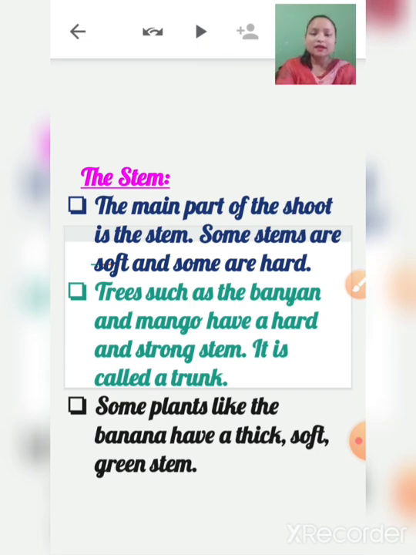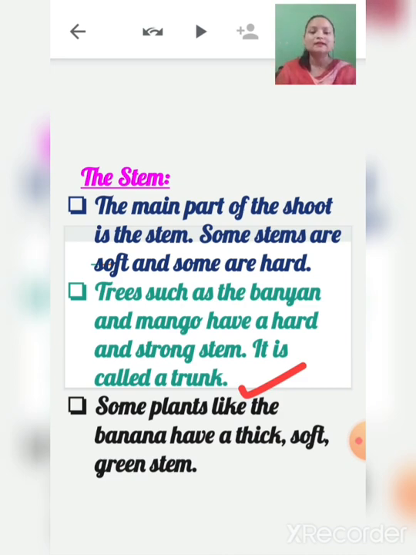Now the stem. What is stem? The main part of the shoot is the stem. As I have told you, the main part is the stem, and on the stem all those things are growing. Some stems are soft and some stems are hard. Trees such as the banyan and mango have a hard and strong stem. The stem which is very hard and strong is called a trunk.